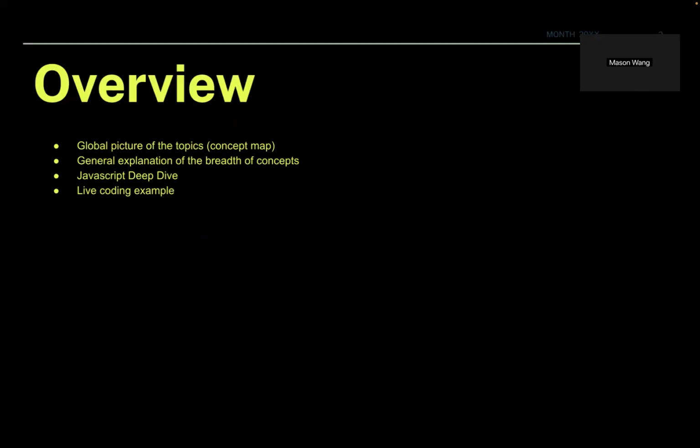So here's an overview of today's presentation. First, we're going to talk about the global picture of all the topics, basically a concept map of what is going on in the web architecture. The second part is a general explanation of the breadth of concepts. I'm going to list out all the concepts we've touched upon and give you a brief explanation of them. Then we're going to do a deep dive on specifically JavaScript. And eventually there's going to be a short live coding example. So with all that said, let's move on to the first part.